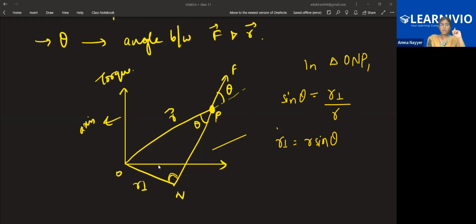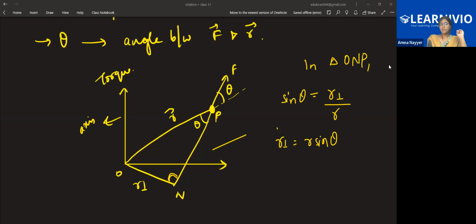Again, I am saying that we have dropped this for the derivation purpose only. Also, this perpendicular is taken because we always take the perpendicular from the axis. Only the perpendicular from the axis is taken. So R perpendicular is equal to R sine theta. Fine, this is the perpendicular which we have to take.